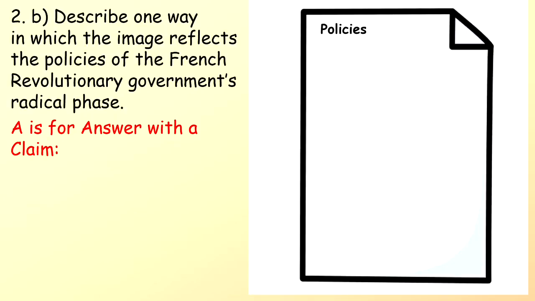Part B, let's try that one. Describe one way in which the image reflects the policies of the French Revolutionary government's radical phase. So, A is for answer with a claim. So let's just brainstorm some French Revolutionary government policies.